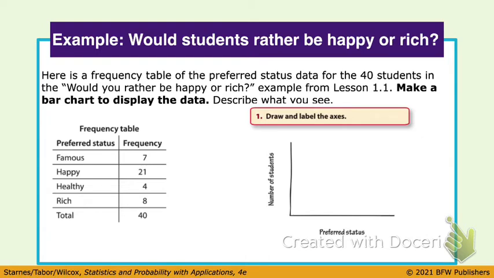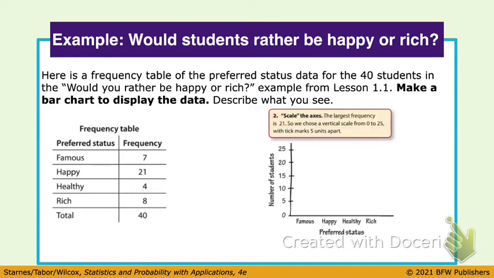Now, this bar chart we are making in frequencies, so number of students. And so we're not going to have to transform this into percentages for this one. All right, the next thing that we'll do is we will scale the axis. So on the x-axis, we just have our categories: famous, happy, healthy, and rich. On the y-axis, we can just go by fives. The highest number here was 21, so the highest we can go to is 25. So we can do 5, 10, 15, 20, and 25. That's easy enough.